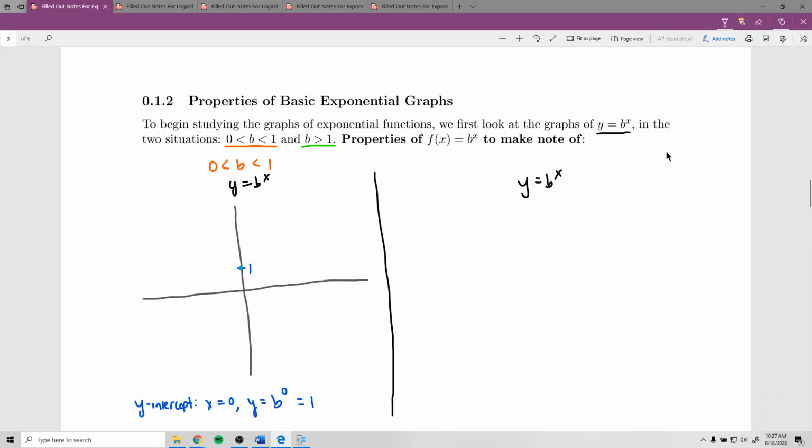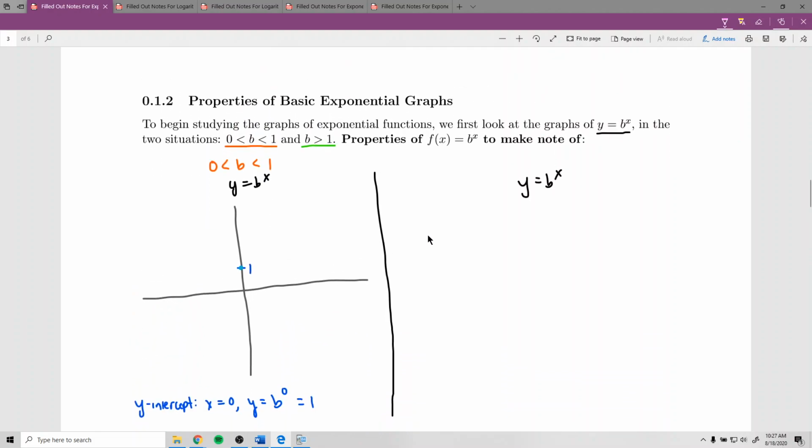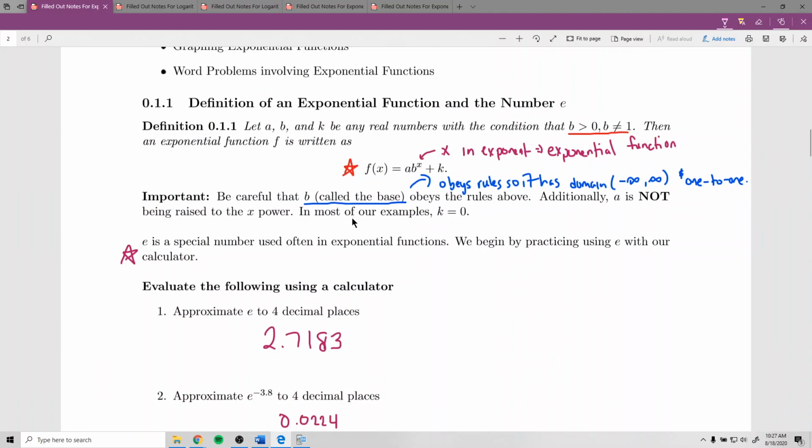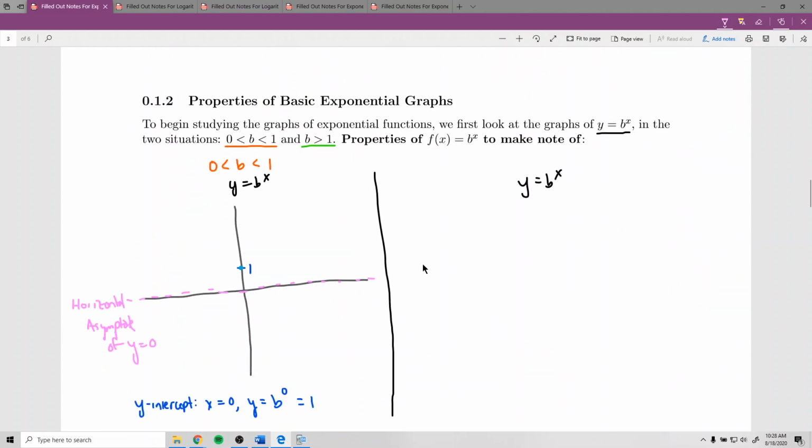But there's one thing that's even more important about exponential graphs. And that is they have what is called a horizontal asymptote of y equals 0. So you have a horizontal asymptote of y equals 0. Just to rewind very quickly, if you have a k here, the k value is the horizontal asymptote value. Since in the example we're working with, k is not written there, it's actually 0, that's why it's y equals 0.